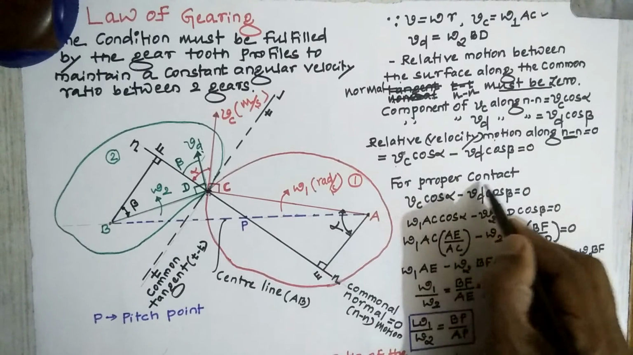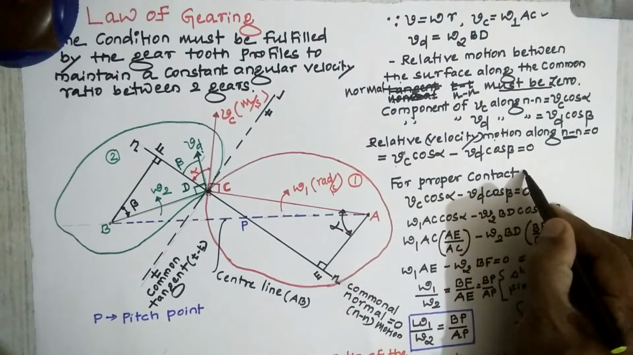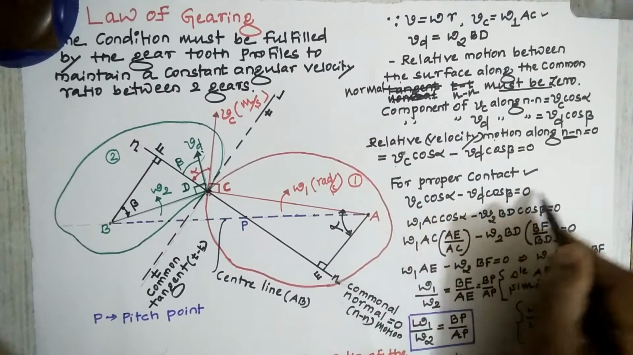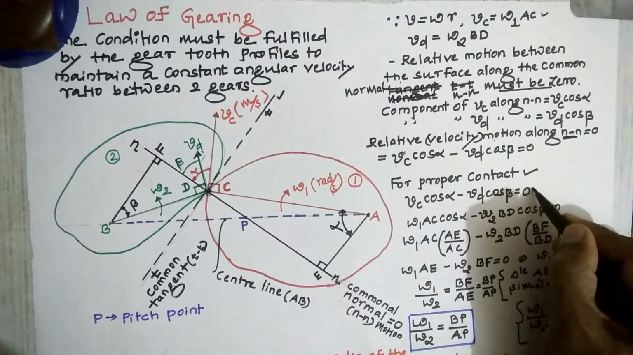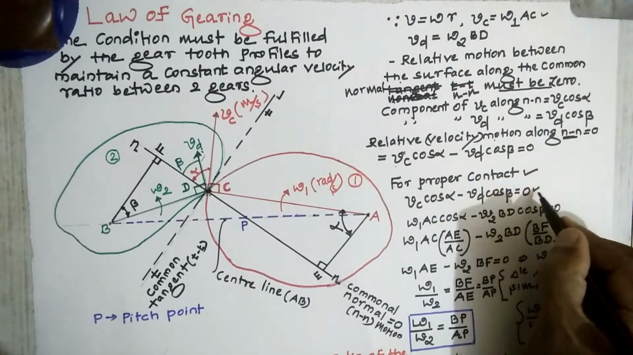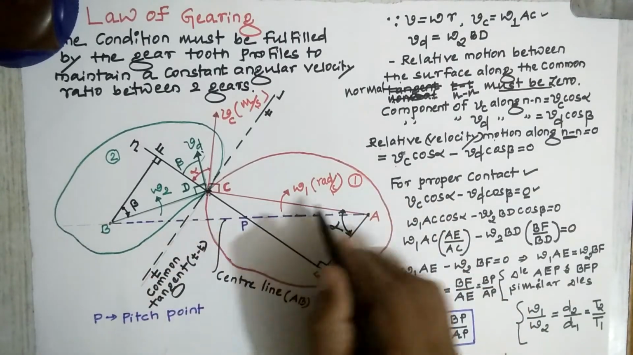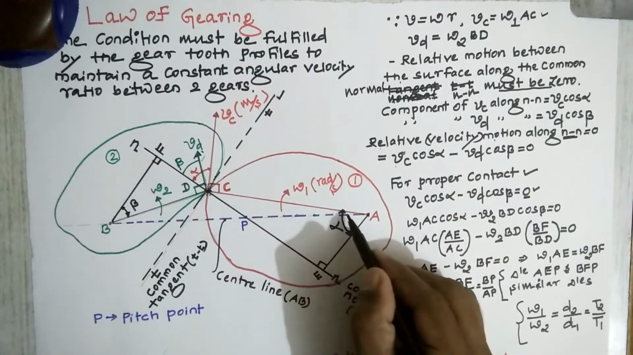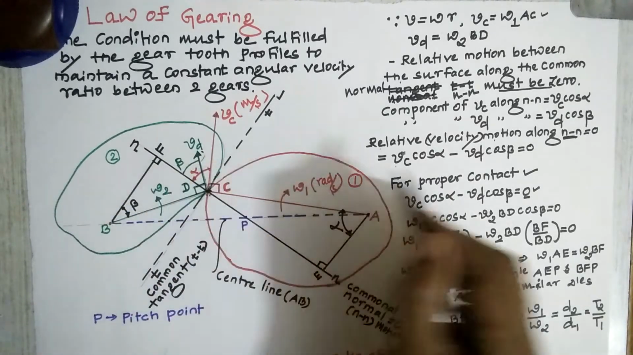Okay, for proper contact, Vc cos alpha minus Vd cos beta should be 0. This is the condition: along the common normal the relative velocity should be 0, that's why I have taken the right-hand side as 0. Then cos alpha, look at the figure. According to the geometry, this is alpha, here also comes alpha, this is beta, and here also comes beta.